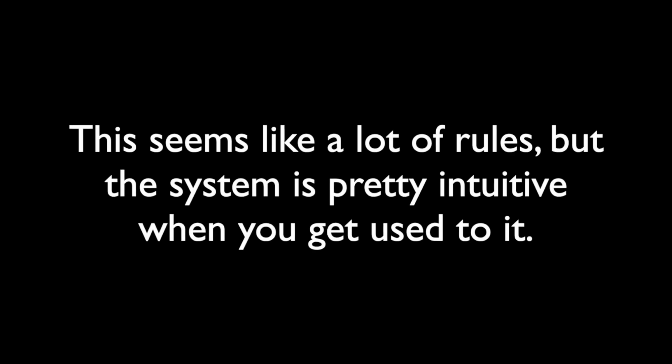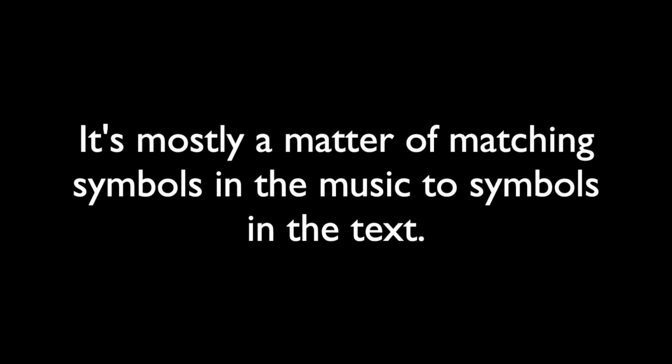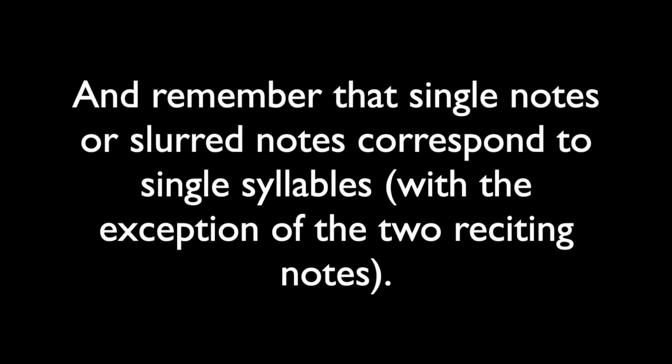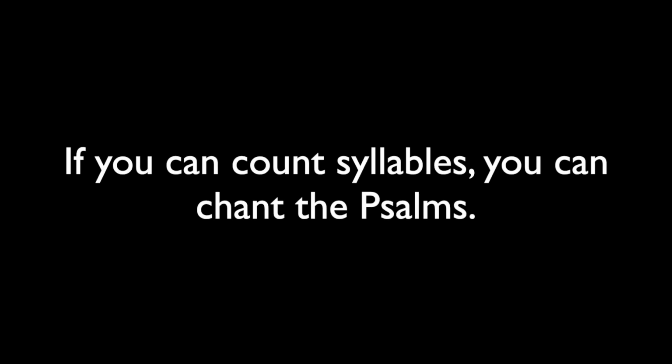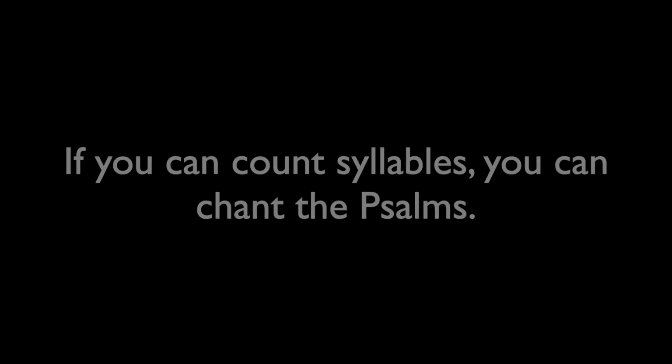I know that this seems like a lot of rules, but it's actually a really intuitive system once you get used to it. It's mostly just a matter of matching the marks in the text to the marks in the music and remembering that, with the exception of reciting notes, single notes, or multiple slurred notes, correspond to single text syllables. If you can count syllables, you'll have no problem with reading the psalm pointing. Here's Psalm 27, so you can hear all of this in action.